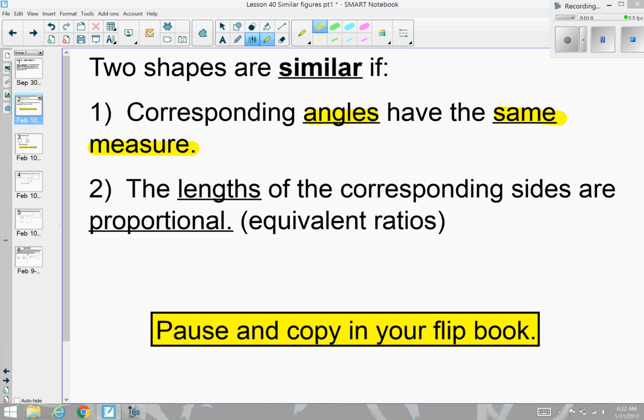The second part that is necessary to prove that shapes are similar is that the lengths of their corresponding sides are proportional. That just means that the lengths of one shape are proportional to the lengths of the other shape that are on the same side. Their matching sides are proportional to each other. So lengths are proportional. All right, go ahead and pause the video and copy this into your notebook.